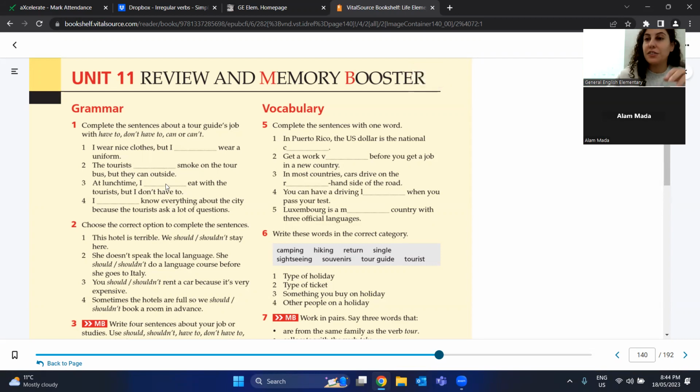So can you see how number 3 is can? Can. Number 4, I have to. Yes, very important. Thank you, Mauricio. I have to. It's very important. I have to know everything about the city because the tourists ask a lot of questions. Okay, let's look at the next part.